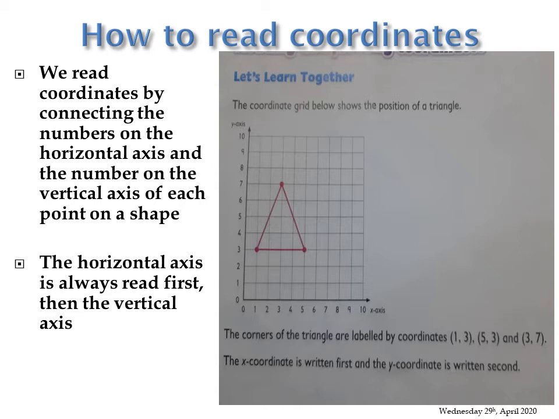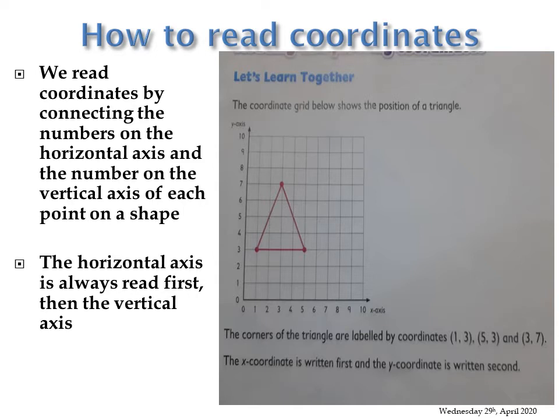Let's see the second point of the triangle. Pick the number first from the horizontal axis. On what number does it fall on the horizontal axis? 5. Point 2 of this triangle is on 5. Then, on what point is it on our vertical axis? 3. So we can say that the second point is on coordinates 5, 3.